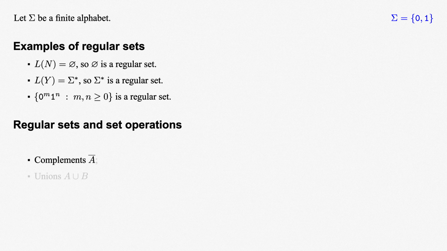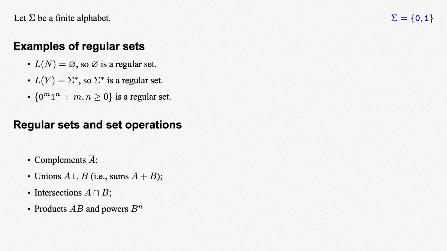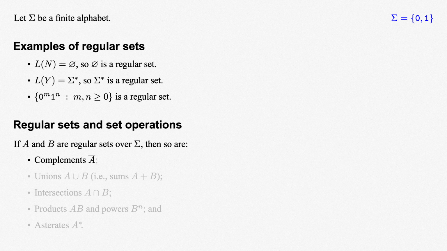Complements? Unions, in other words, sums? Intersections? Products and powers? Asterisks? The answer, it turns out, is if the sets A and B are regular, then all of these are also regular. Our goal will be to prove all these results, but we'll need to introduce some new tools before we do so. The very first one, though, is already within our reach.